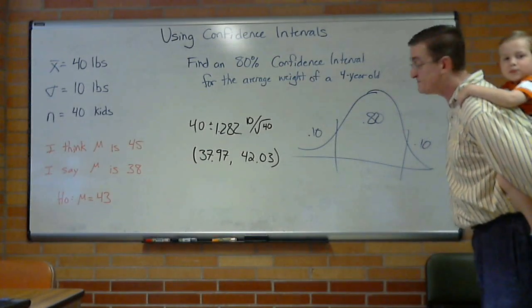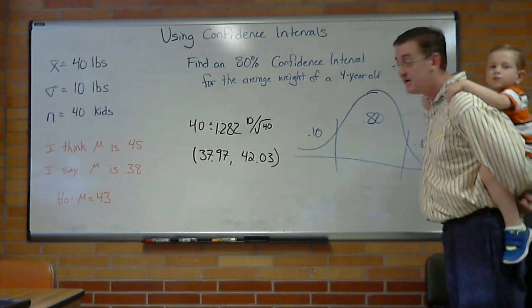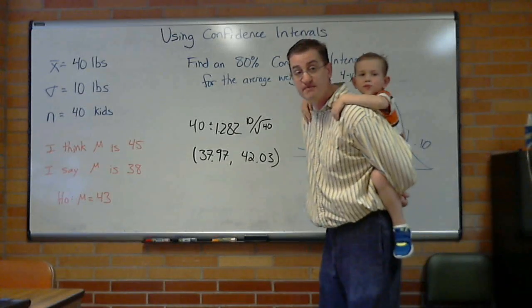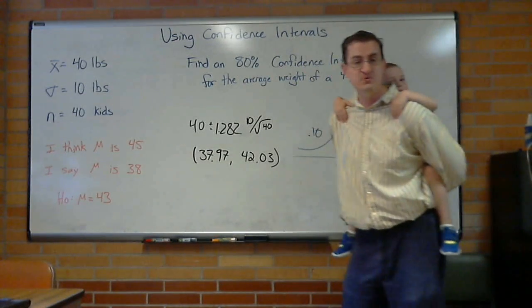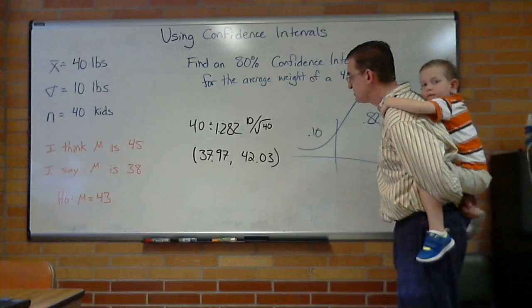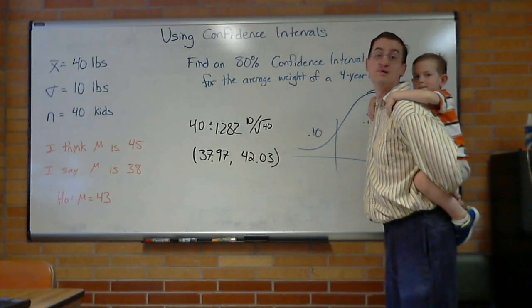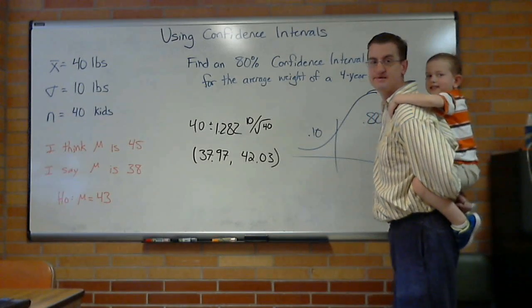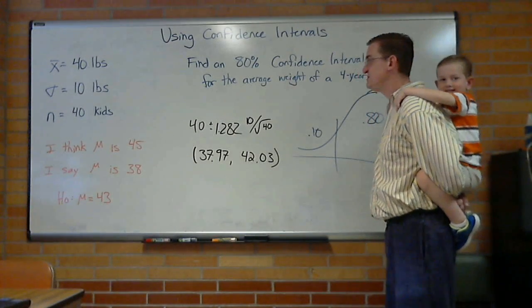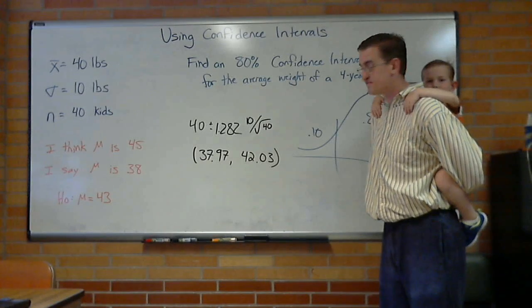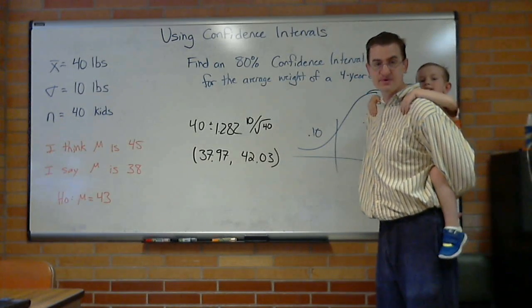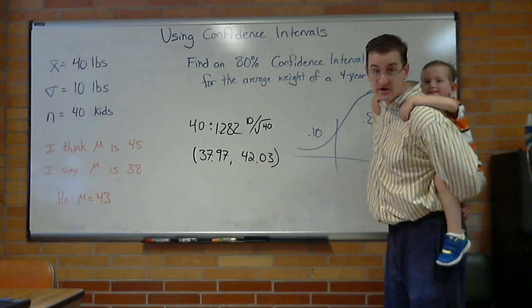Now, that's our confidence interval. Can we use this? And here's the way we could use it. Imagine if somebody came to you and said, I think mu is 45. You would look at your confidence interval and say, no way. No way. Say it loud enough. No way. That's right. No way. 45 is not in that interval. I can tell you mu isn't 45 with 80% confidence.